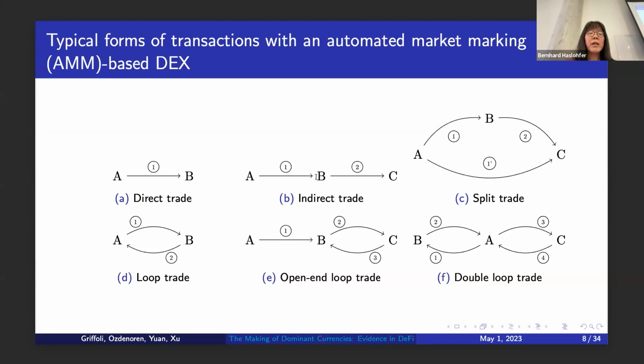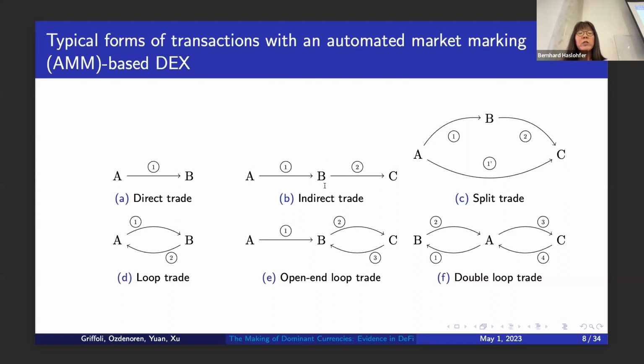You see either direct swaps between tokens, so this is A to B, or you see the indirect trade, A to B, B to C. So I want to highlight token B. Token B is what we call a betweenness token. If you make an analogy to international trade, B is a vehicle token. It's a bridge token, and it's not the ultimate or important output token. It's there purely to lower the transaction cost.